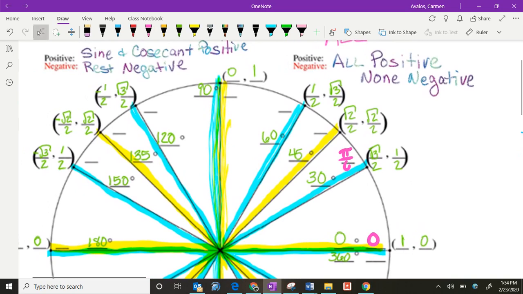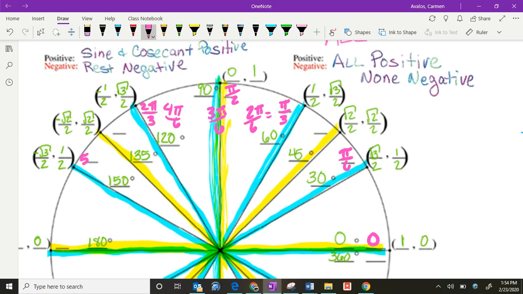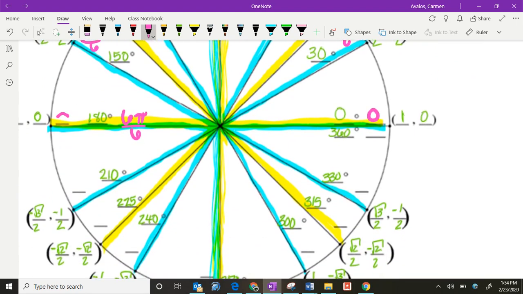And so what we're going to do is only the blue ones, the quadrantal angles, are going to be counted. So we're going to do pi over 6. This one here is going to be 2 pi over 6, which we reduce to pi over 3. This one is 3 pi over 6, which reduces to pi over 2. This one's going to be 4 pi over 6, which reduces to 2 pi over 3. This one's going to be 5 pi over 6. This one's going to be 6 pi over 6, which is then going to reduce to just pi.